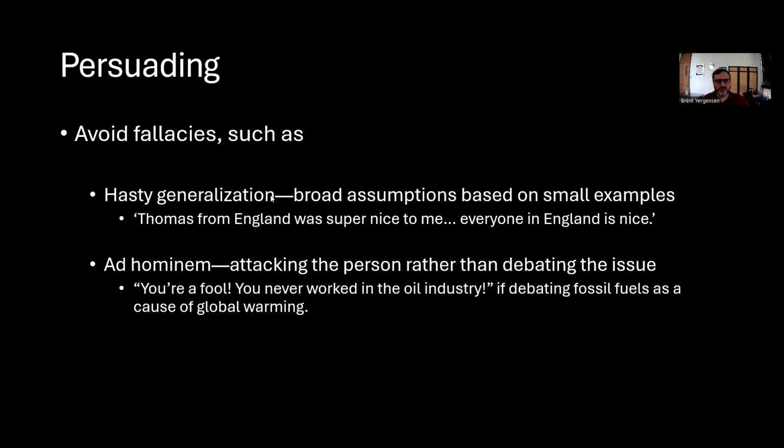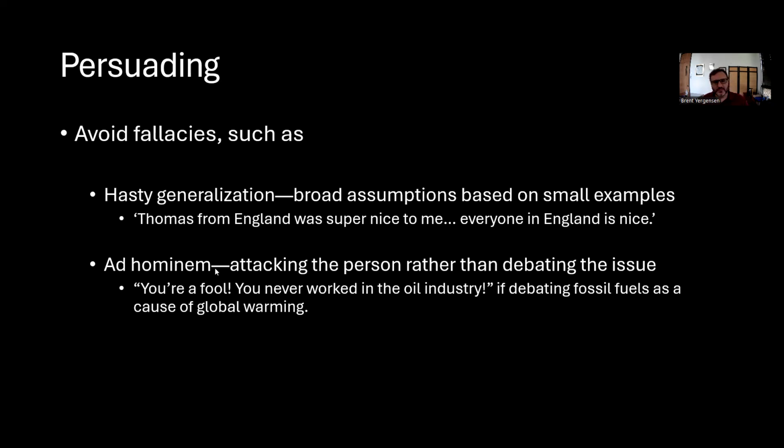Now, the first is a hasty generalization, where you kind of blanket an entire group of people or a certain type of issue. For example, say you've only met one person in your life. His name is Thomas. Thomas is super nice. So you conclude and you decide to present that everyone in England is nice. That may or may not be true, but your particular use of one experience suggests that that probably is a hasty generalization. Doesn't mean it's wrong, but it's flawed reasoning.